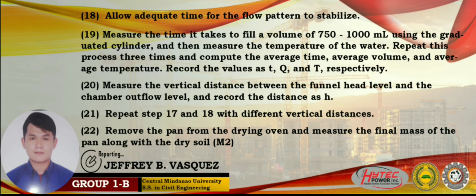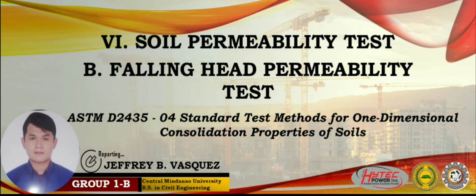flow pattern to stabilize. Then measure the time it takes to fill a volume of up to 1,000 milliliters using a graduated cylinder. Then measure the vertical distance h and repeat steps 17 and 18. Then remove the pan from the drying oven and measure the final mass of the pan along with the dried soil.